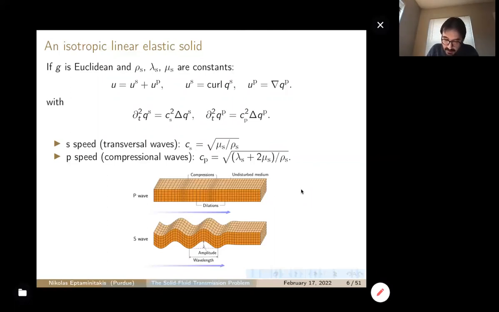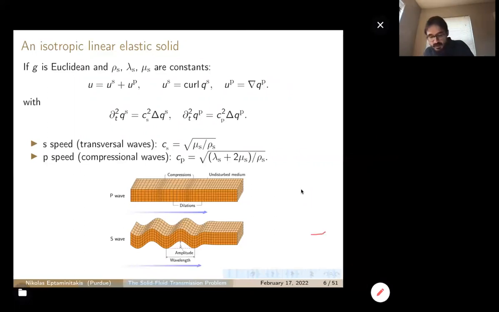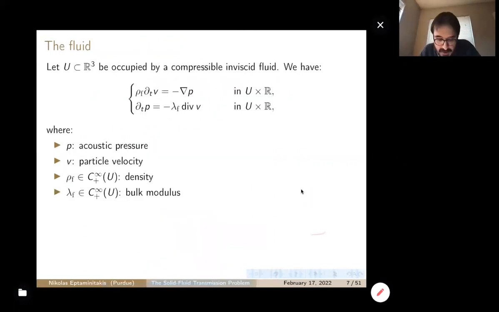So now let's see what happens with the fluid. There is quite some variety in the models that people use here. The one we decided to use, we found in the geophysics literature, where we model the velocity and the acoustic pressure. People are not as interested in the displacement as a quantity that one tries to understand in a fluid. So we have the velocity and the pressure. And here the density of the fluid appears, which again we assume is smooth, positive, but not constant. And we have the bulk modulus over here, which measures the resistance of the fluid to compression.